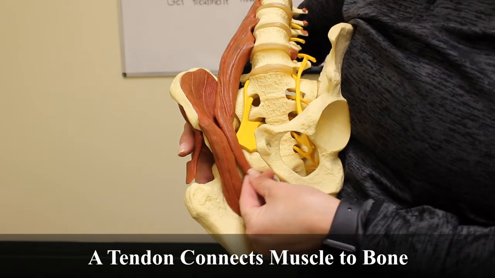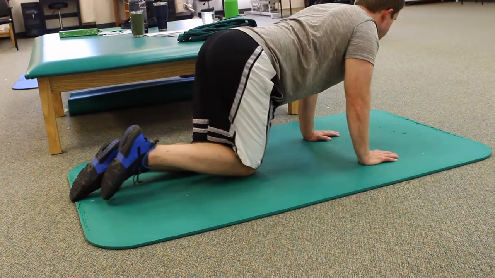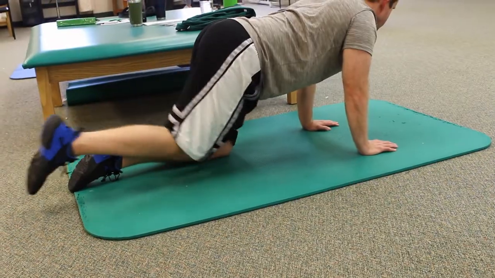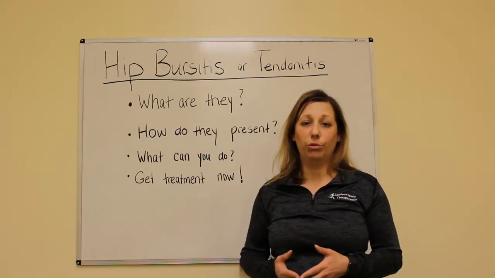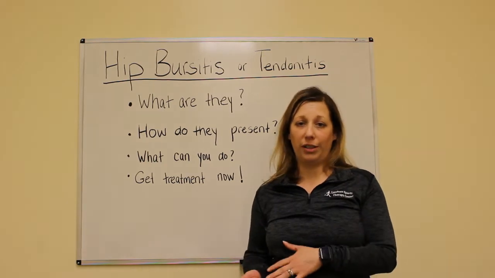So if you think about going up and down the stairs, hip tendonitis would involve a tendon in the front of the hip that involves lifting up the legs. That's the way it's used. So it has to do with active movement. That's the difference between what a tendon is and what a bursa is.